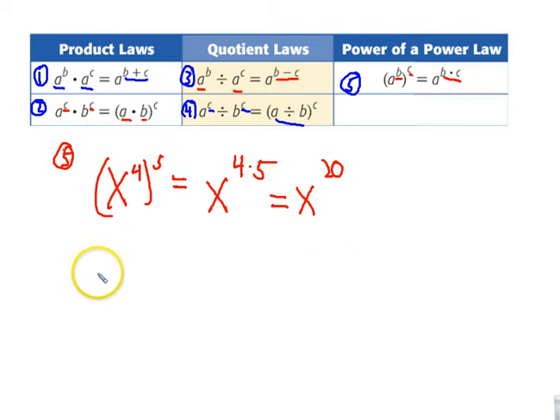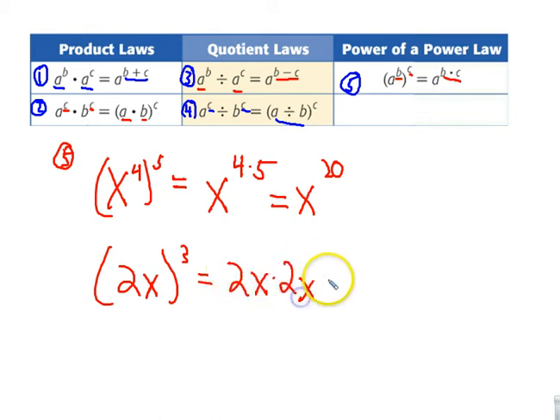All right, if we have something like this, 2x to the third. This one's kind of a trick question. You're not really using the rule, but you're doing 2x times 2x times 2x. So 2 times 2 times 2 is 8. X times x times x is x to the third. So there's your answer for that one.